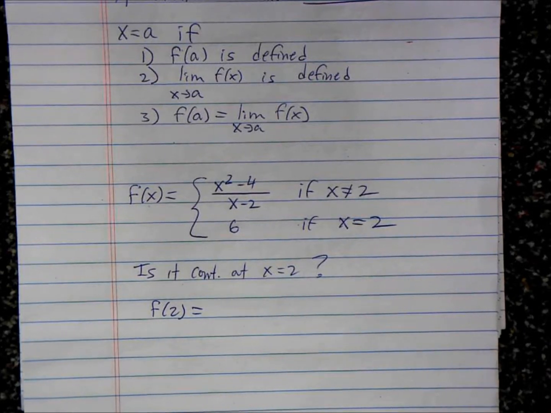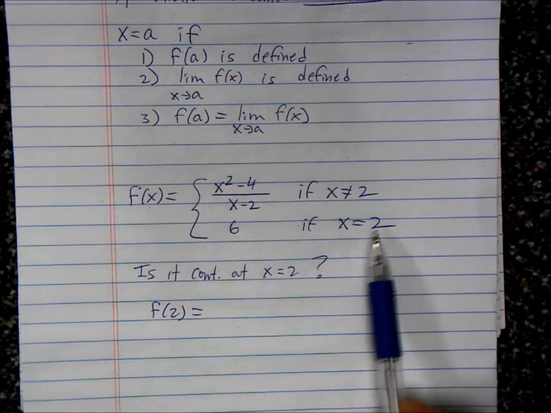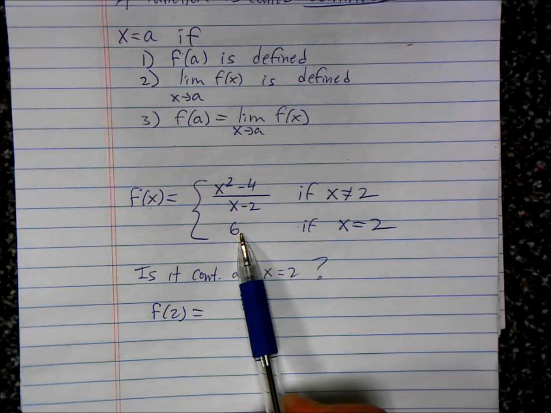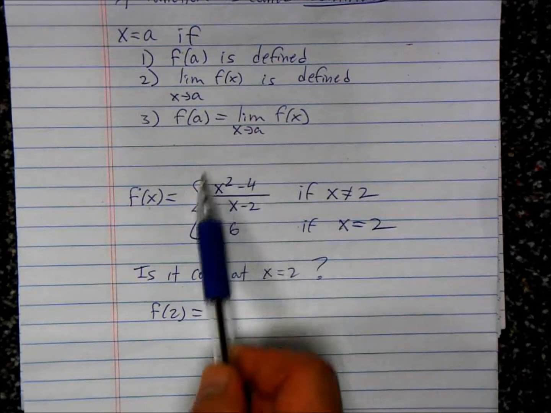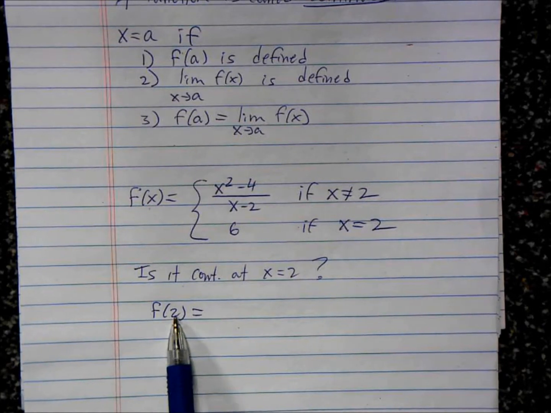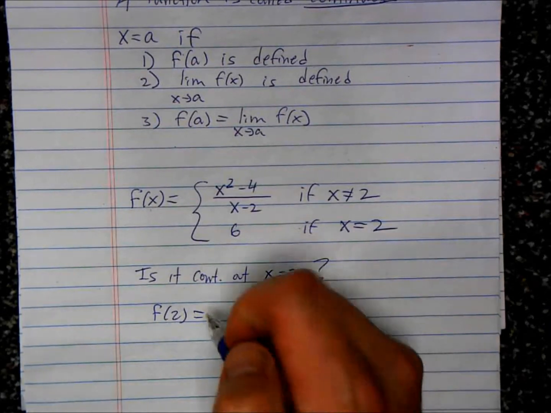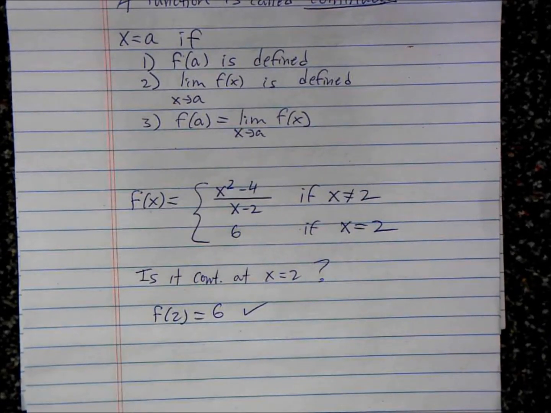Can I plug the number 2 into that formula? No. Why not? That's true, but that's irrelevant. If x equals 2, according to this rule, then the y value is 6. That's what this rule says. You only use this rule when x does not equal 2. So when I give you this symbol, I mean x exactly equals 2. When x exactly equals 2, f of x is exactly equal to 6. So does f of 2 exist? Yeah, it passes step number 1.